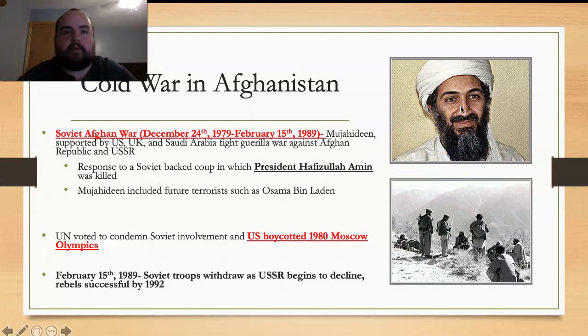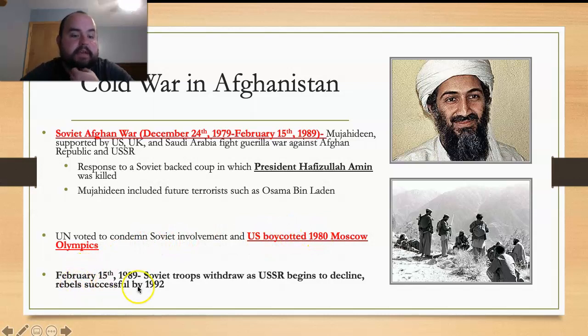We'll talk a little bit about why that happened in a couple of weeks, but it is important to recognize, whatever your feelings on it, that the United States was directly involved in supplying these individuals who would later turn around to attack them. So again, obviously a very important example of how this international involvement can impact history later down the road. The UN also during this time voted to condemn Soviet involvement in the war, and the US boycotted the 1980 Moscow Olympics.